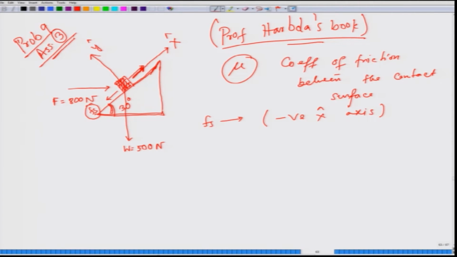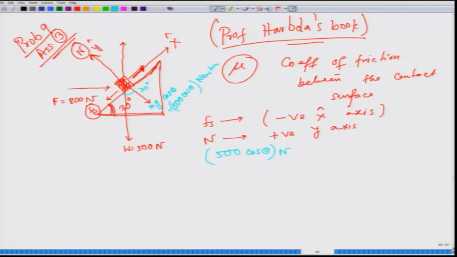This is the weight, it is downwards. So, the reaction from the contact surface is N, which is along positive y axis, and if this is 30, this is also 30. So, there will be a component mg cosine theta or 500 cosine theta Newton along the negative y axis.